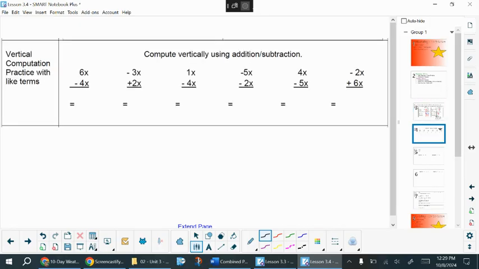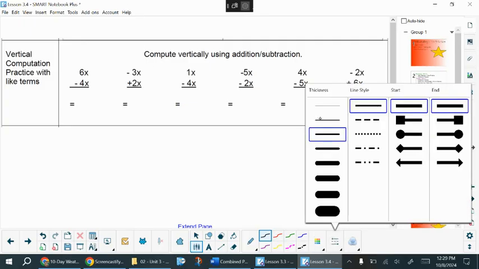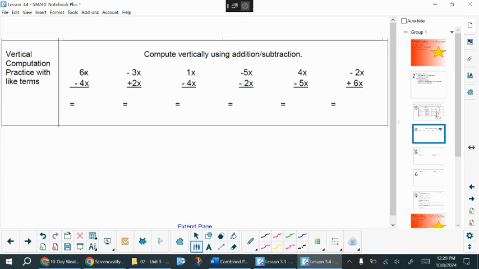Next up, just a little practice with adding x's vertically. So when we're doing this, just as a reminder, if I have 6 x's and I take away 4 x's, I'm going to have 2 x's left. So we're not going to get rid of the x here when we're subtracting. Negative 3x plus 2x. If we look at our number line, negative 3 plus 2 is negative 1. So that's going to be negative 1x, or just negative x.